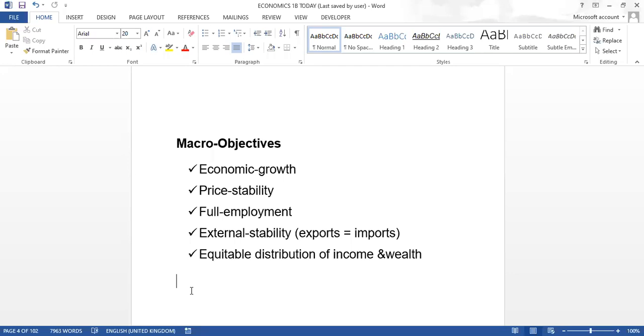Then with price stability, we're trying to look at whether the performance of the prices is in line with the objectives within the economy. When it comes to price stability, we're looking at whether the prices are stable within an economy, not necessarily prices going down or prices going up, but having stability within the pricing system within the economy.